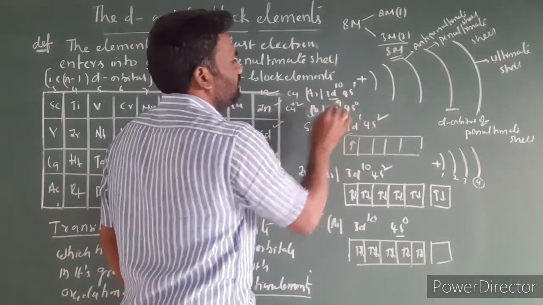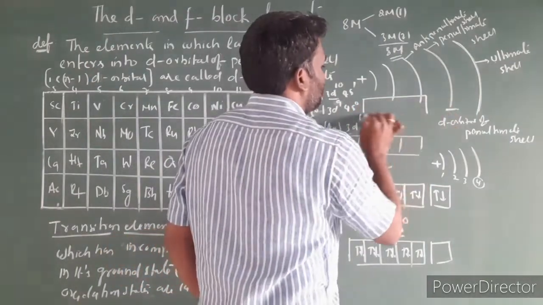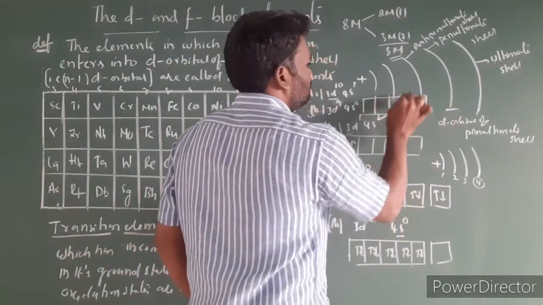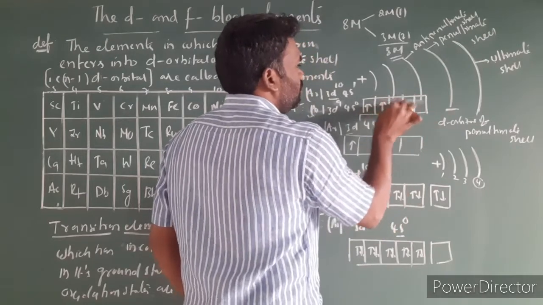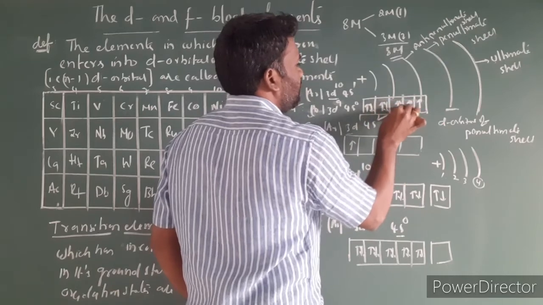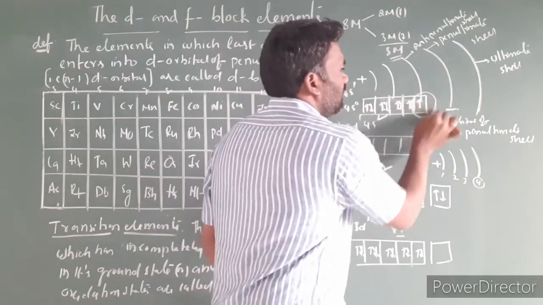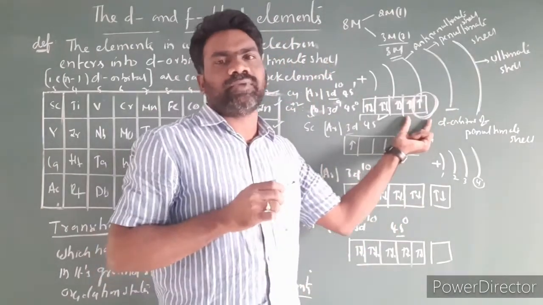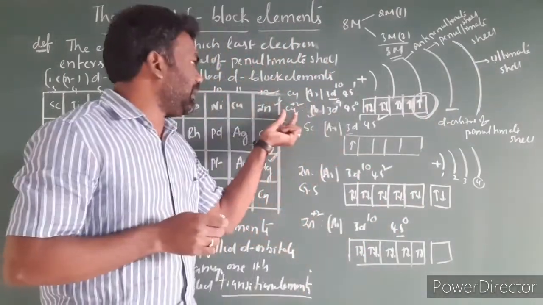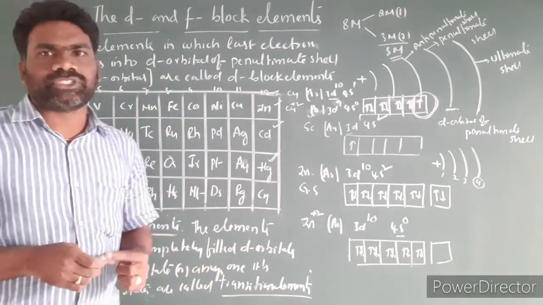The configuration will become 3d9, since it has an incompletely filled d orbital. Look at this: 1, 2, 3, 4, 5, 6, 7, 8, 9. Look at this configuration, only one electron is there. So it has an incompletely filled d orbital. So copper plus 2 has an incompletely filled d orbital, so it is a transition element.